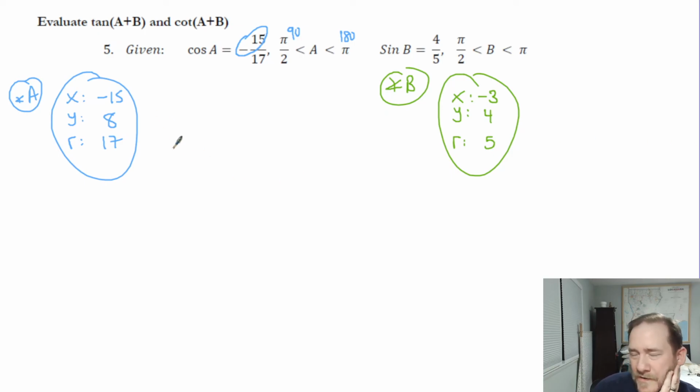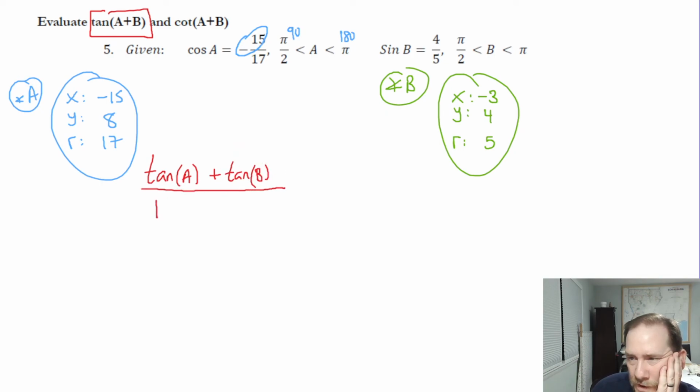So this one now is a little different because we're doing tangent. So we're doing tangent of A. Yeah, you know what? I'm going to just go ahead and start expanding. So the expansion of this is tangent of A plus tangent of B, all over 1 minus tangent of A times tangent of B.